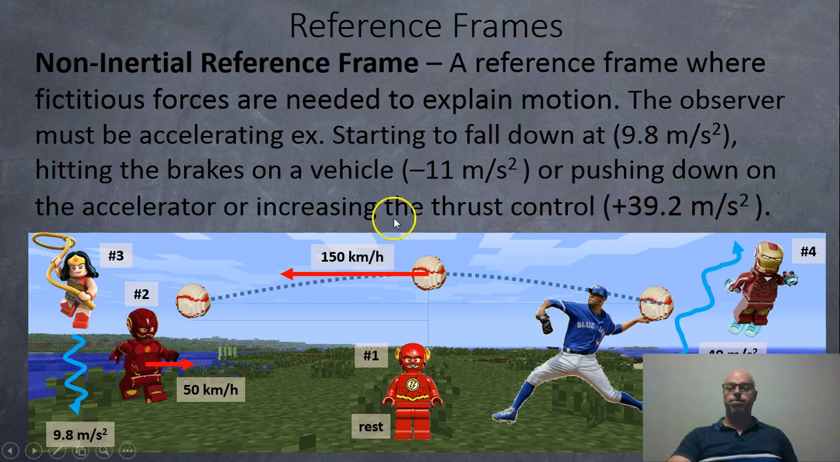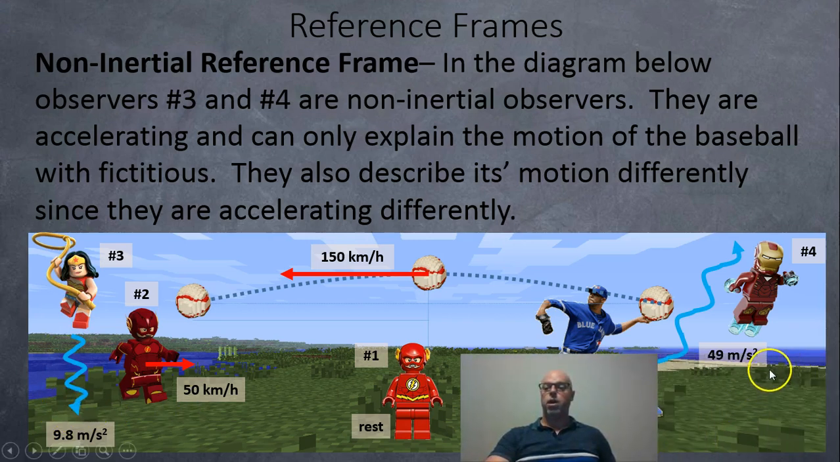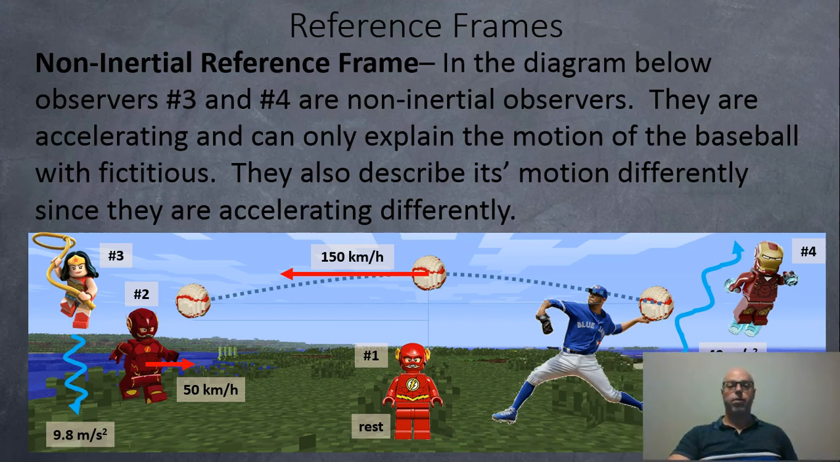So in the diagram below, we have two observers who are non-inertial observers. They're accelerating. So this Wonder Woman here, she's falling at 9.8 meters per second squared. And over here we have Iron Man accelerating up with his thrusters at 49 meters per second squared, or 5 Gs of acceleration.